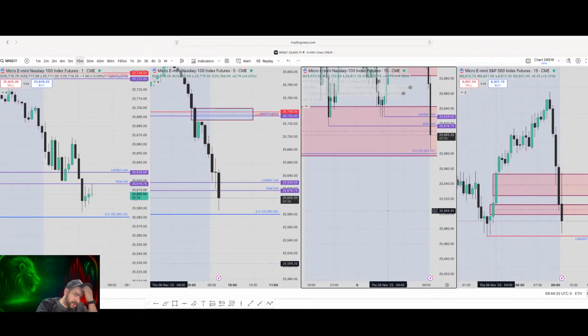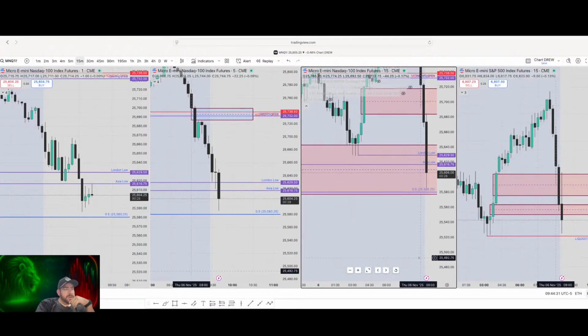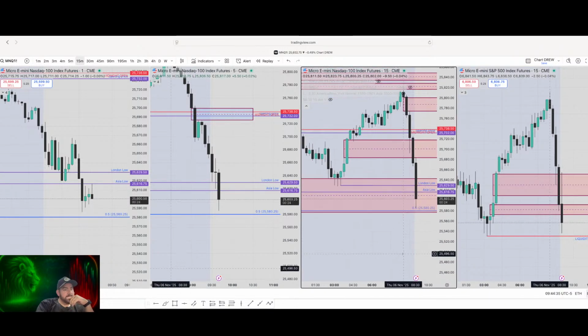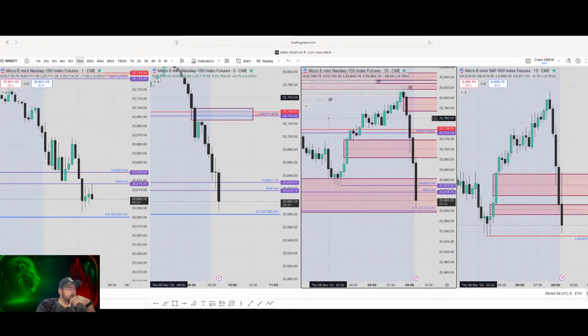Okay, got an SMT at the lows here. We didn't take this out here, but we did take it out on NQ. So NQ looking a little bit more heavy, ES looking a little bit more solid to go up.